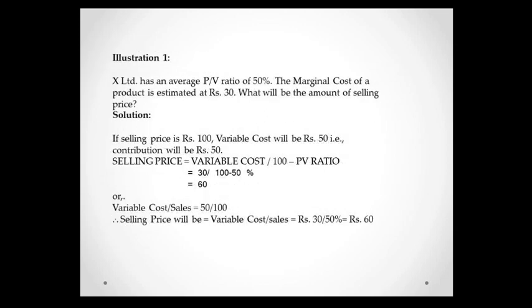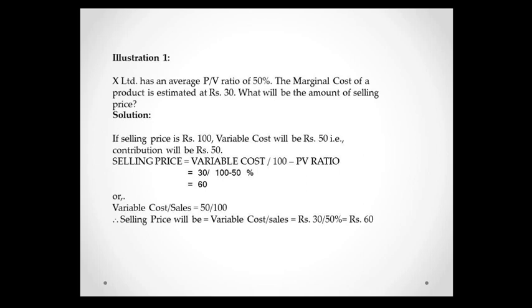We can see an example. Here it is given, the PV ratio is given as 50% and the marginal cost of a product is estimated as 30. Here we are going to find out the selling price. So we are assuming that the selling price is rupees 100, as we do not know what the selling price is.